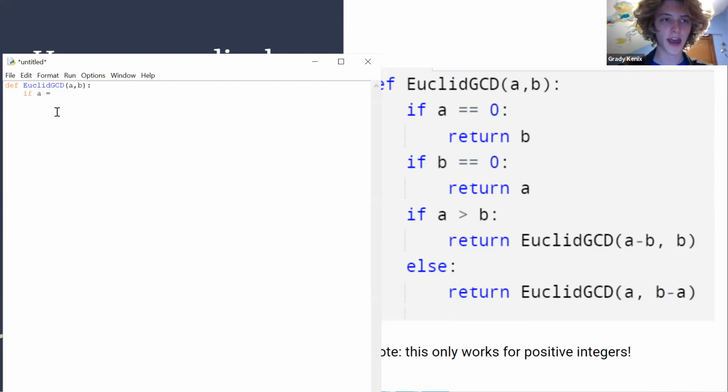So first up, we check if a is 0. And if a is 0, then we can return b, because b will be the non-zero number, and we'll give that back. We're assuming that they're not both 0, because then it's undefined. In fact, I will show you that later. If I try to give it inputs of 0 and 0, it will break down. It will not work. So if a is 0, we return b. And if b is 0, we return a.